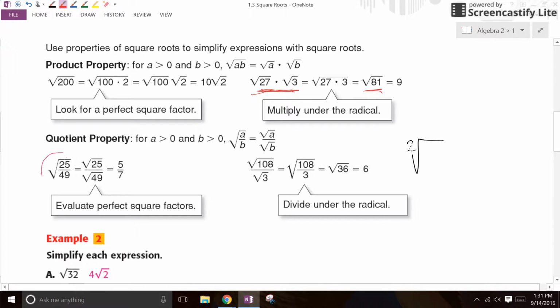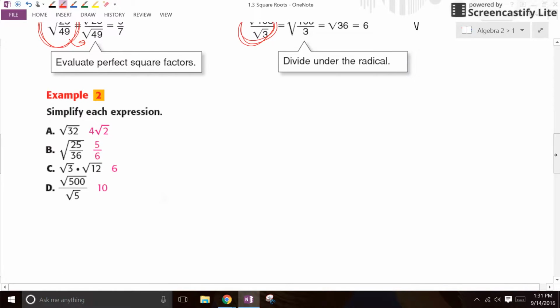Division's cool too, because you could have a big old division problem. You can do the square roots individually and then solve. Or sometimes it's nicer to take that division problem, divide the stuff first, and then take the square root. So keep that in mind. Those are two beautiful techniques. You can either multiply first and then take the square root, or take the square roots individually and then multiply, and the same thing with division.